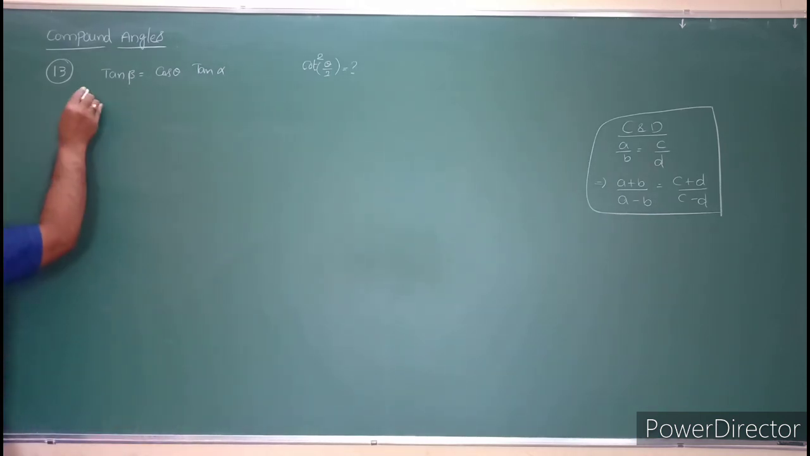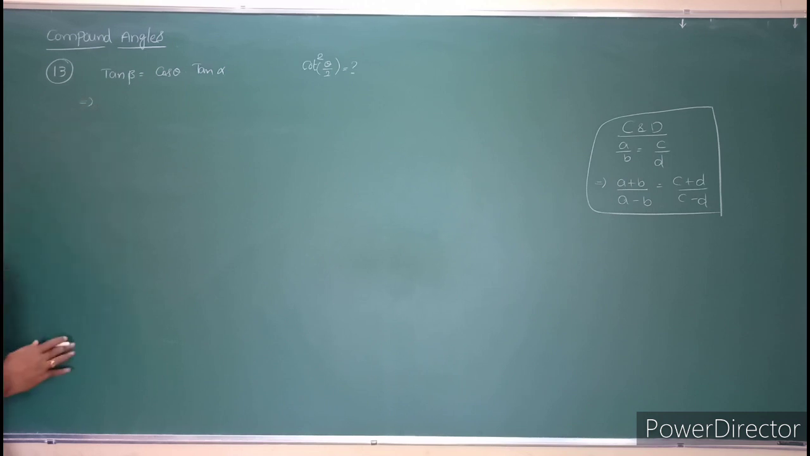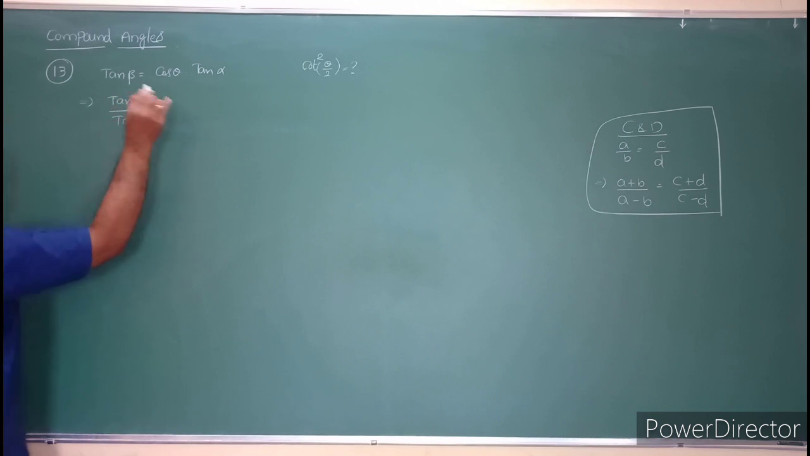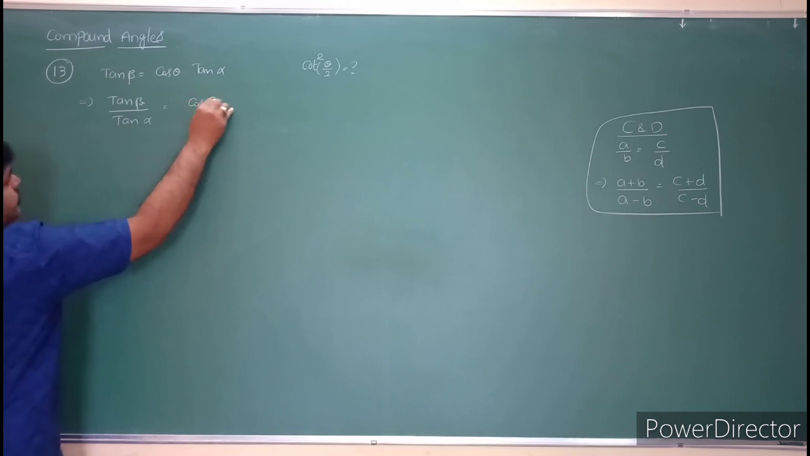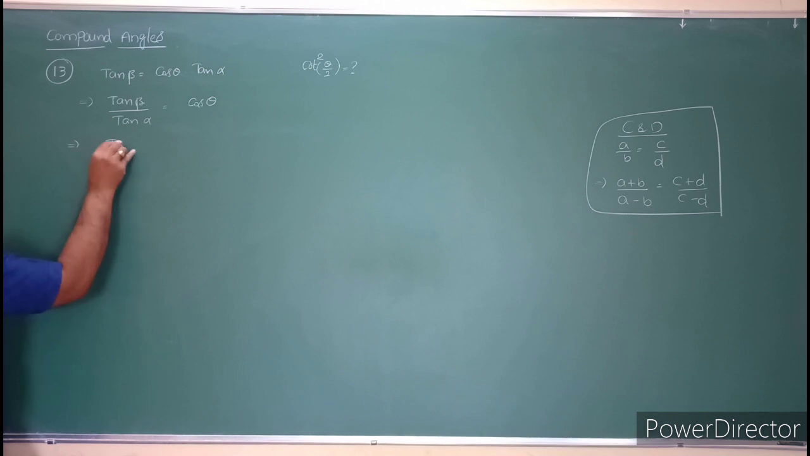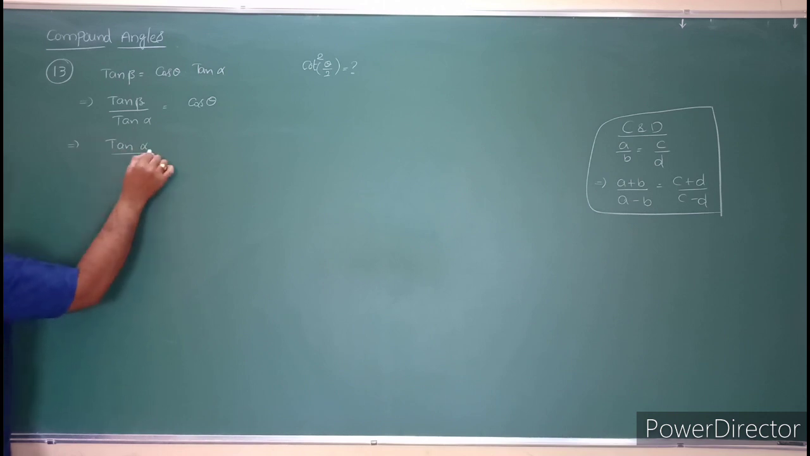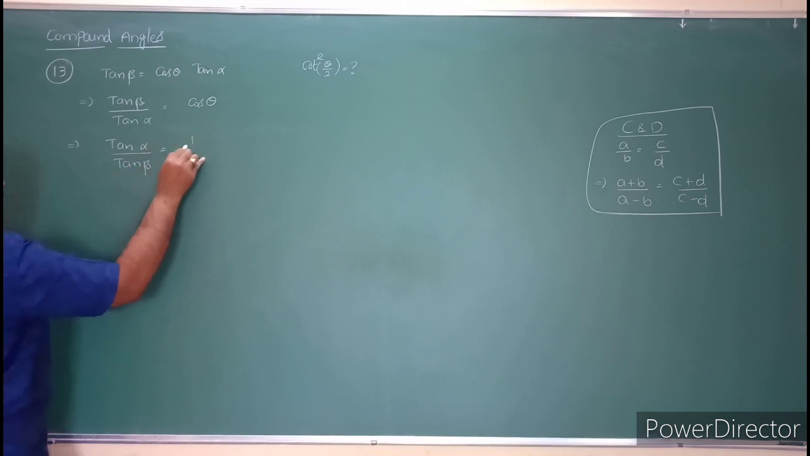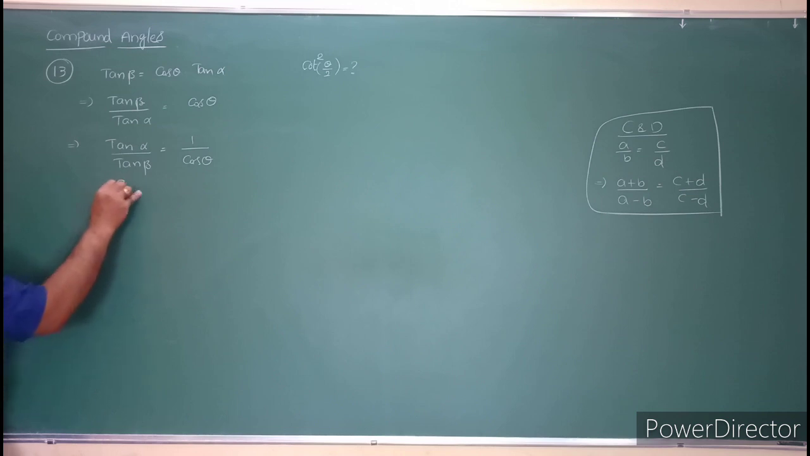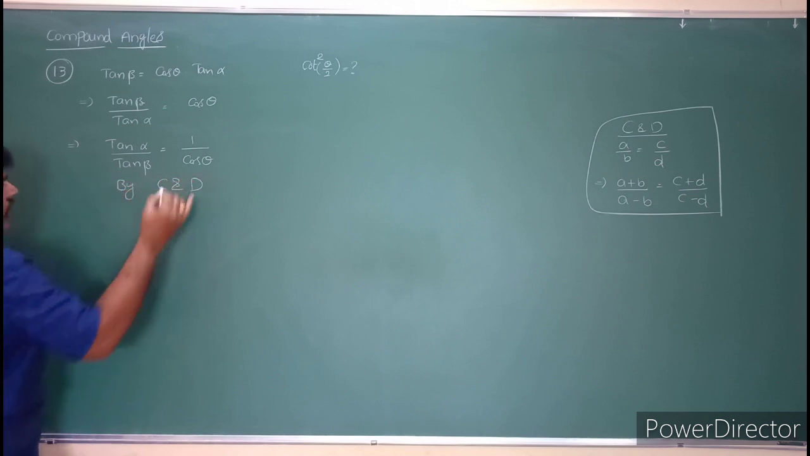So see this one. First of all, I will take tan beta by tan alpha is equal to cos theta, and I will take the reciprocals. What happens? It will become tan alpha by tan beta is equal to 1 by cos theta. By componendo and dividendo.